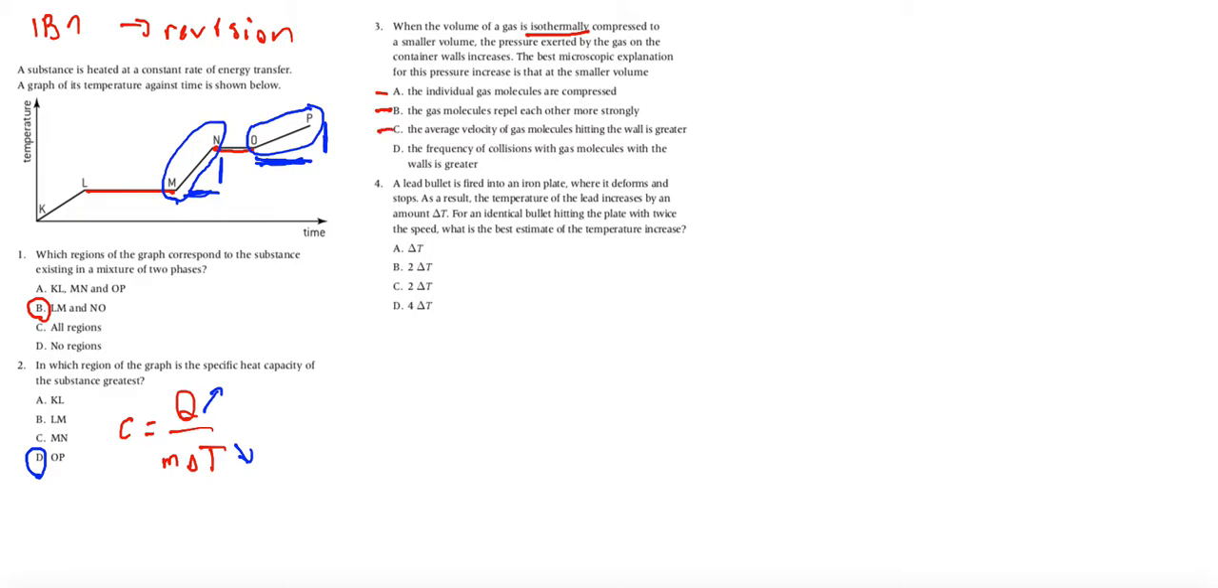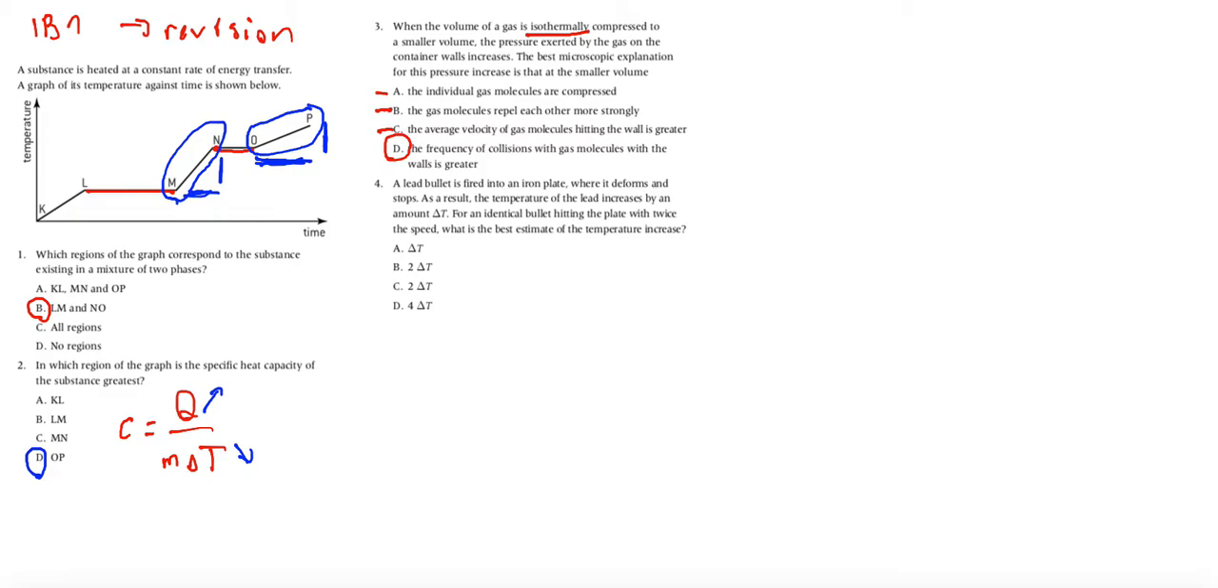The frequency of collisions of the gas molecules with the walls is greater, and of course this is the correct answer. In a smaller volume, molecules collide with the walls of the container more frequently, which means that we have more collisions, so on average a bigger force acting on the walls, so on average a bigger pressure. Okay, so answer D. Okay, and exercise number 4.